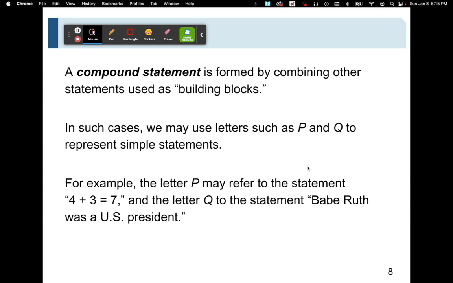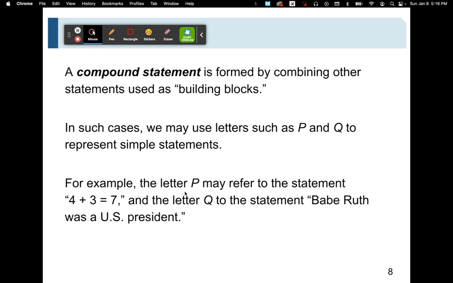Compound statements. A compound statement is formed by combining other statements using building blocks. So we're going to take two statements and put them together. In such cases, we may use letters such as P and Q to represent the simple statements and then put them together into a compound statement.